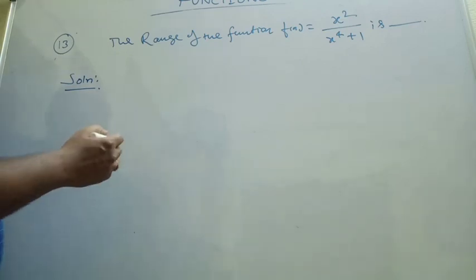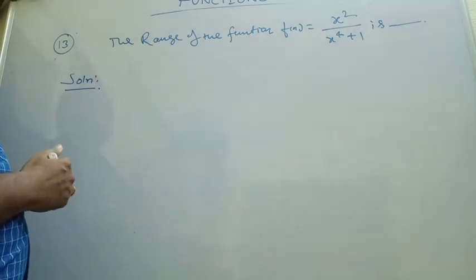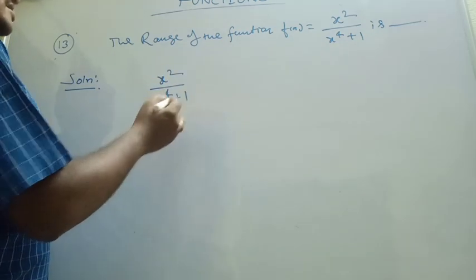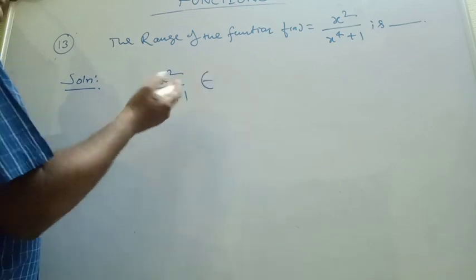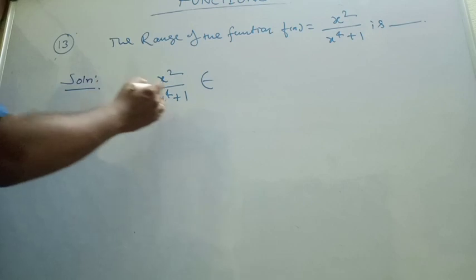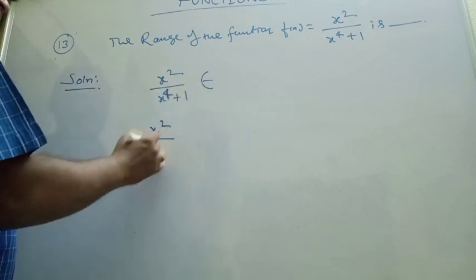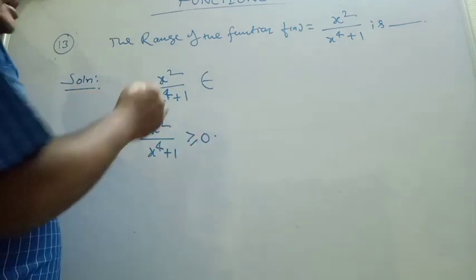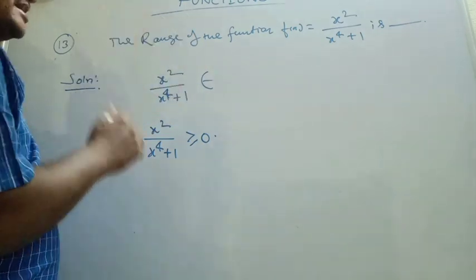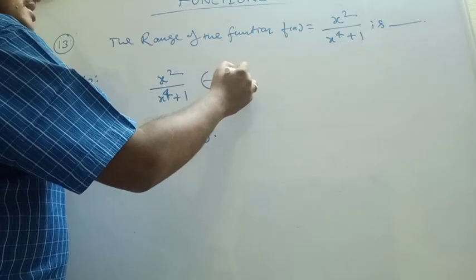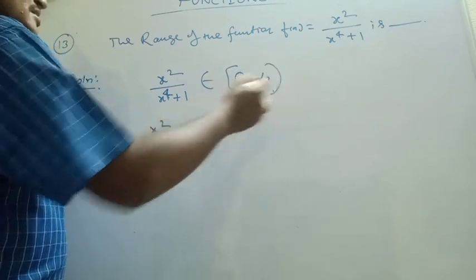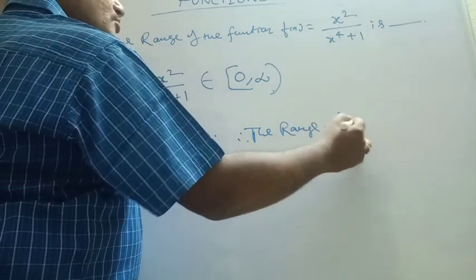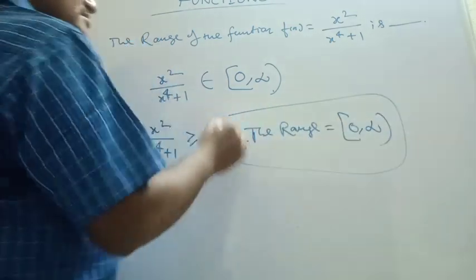What is the range of the function f(x) = x²/(x⁴ + 1)? When x is 0, it becomes 0. For any other x, x²/(x⁴ + 1) is greater than or equal to 0. When x is 0, it becomes 0, and as x proceeds to other values, it grows. Therefore, the range is the closed interval 0 to infinity.